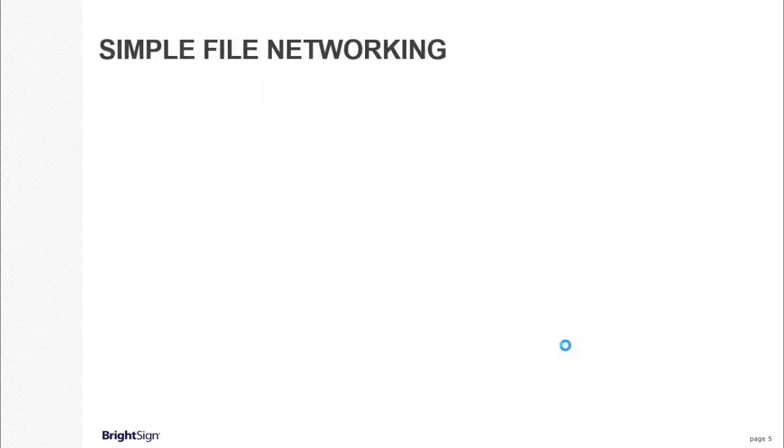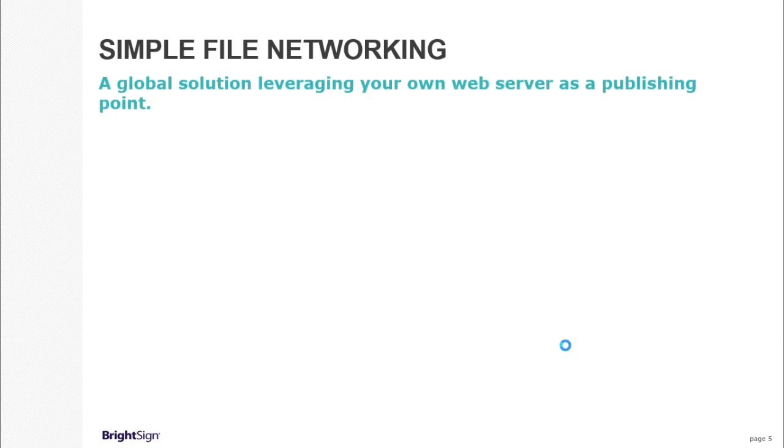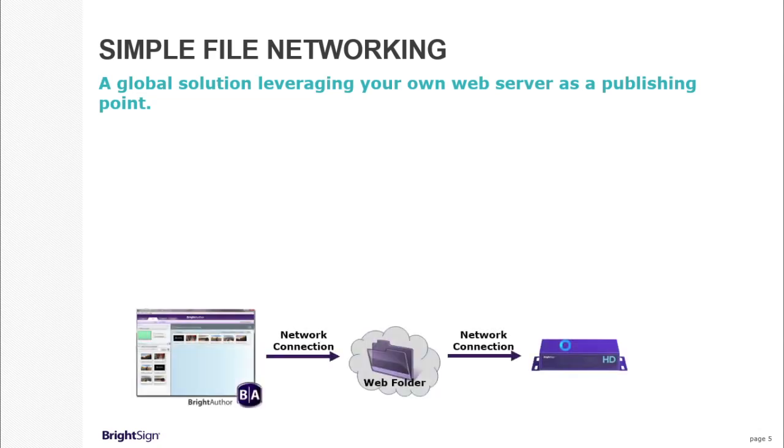Simple file networking is used when players are no longer local to you. They might be spread around the world. It's a global solution, and it requires a web server between your copy of BrightAuthor and the player. A network connection is required between your instance of BrightAuthor and the web server, and a network connection is required to the player, and that web server needs to be visible in both directions, meaning that BrightAuthor can see the web server and the BrightSign player can see the web server.